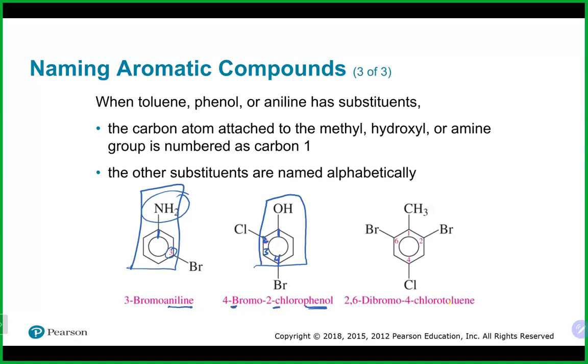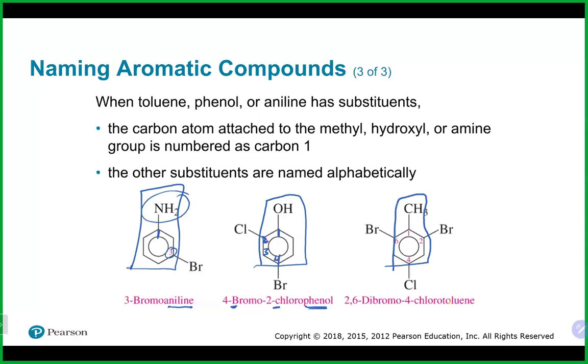And I think there was also a question last time. Again, numbering is not important here. We still want to go alphabetical. So even though the B has a larger number, it will still come first because of the alphabetical rules. And lastly here, there's our toluene hiding in there, right about there.